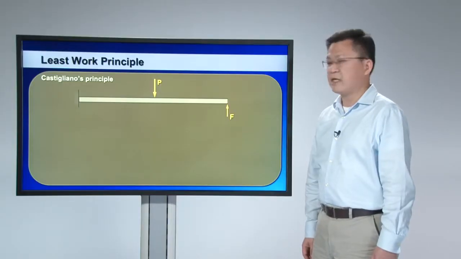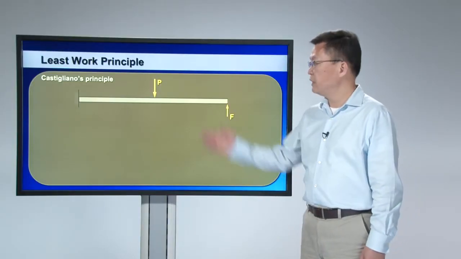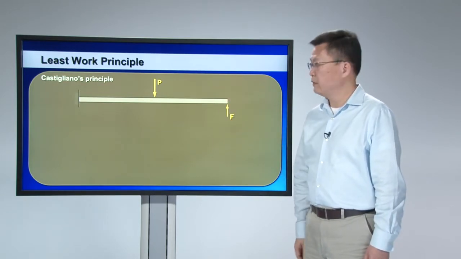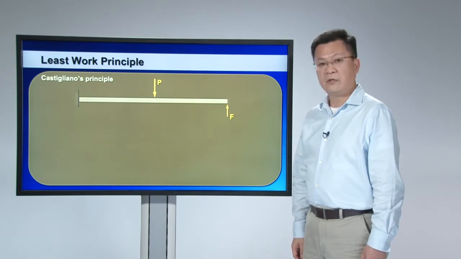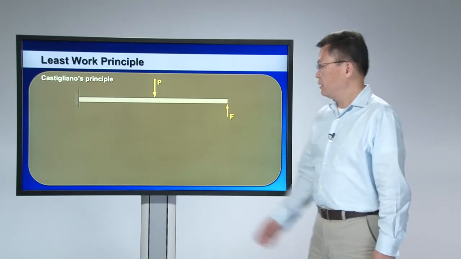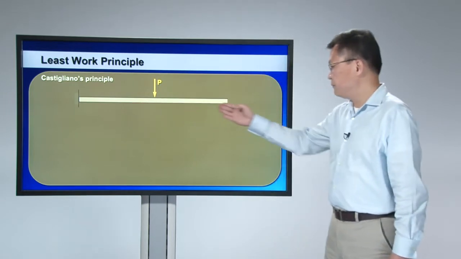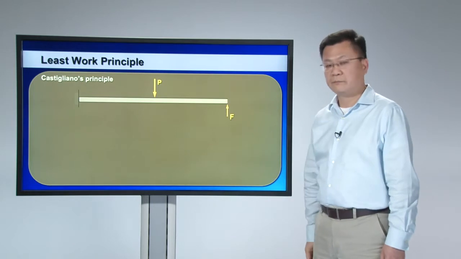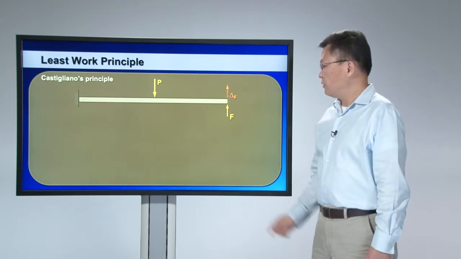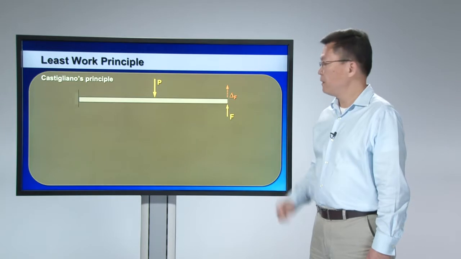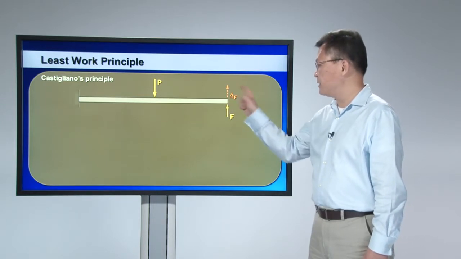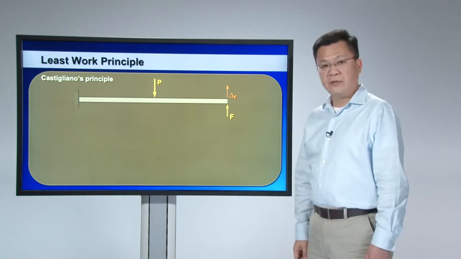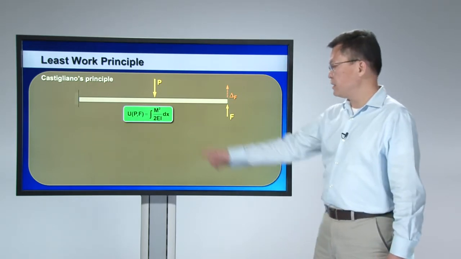You can also establish additional equations through the least work principle. Let me introduce this least work principle from Castigliano's theorem. Assume that I have a cantilever beam under 2 forces, P and F. According to Castigliano's theory, I can calculate the displacement corresponding to the direction of F. How can I do that? I just follow these equations.